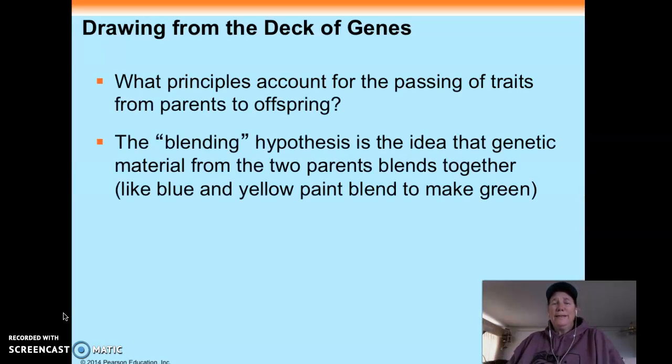When we look at the deck of genes, if you want to think of it that way, your characteristics that you inherit from your parents. For a long time, there was this blending idea. If your dad had brown eyes and you had blue eyes, you were going to get something in between. And they found that wasn't necessarily true. For some things it is, but some things it isn't. And they wanted to know, why? Why do you get some characteristics and some don't show up?